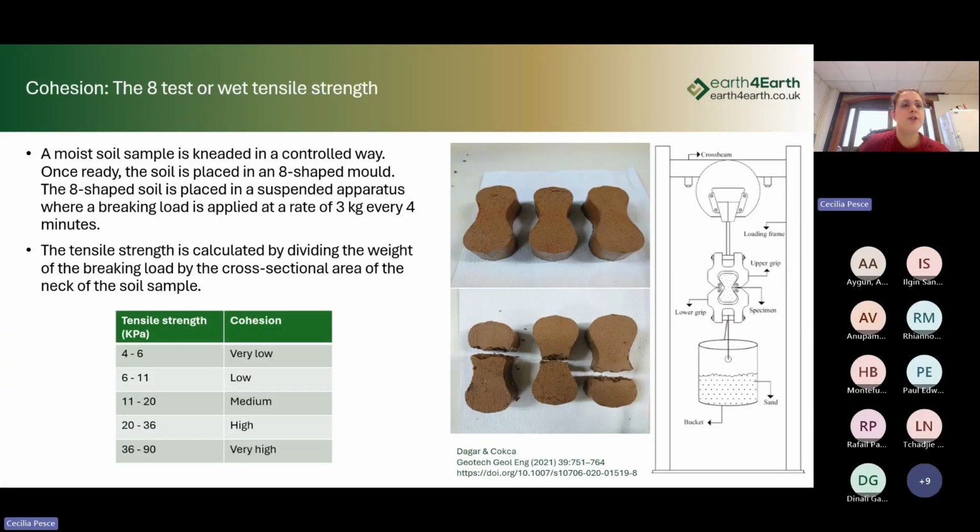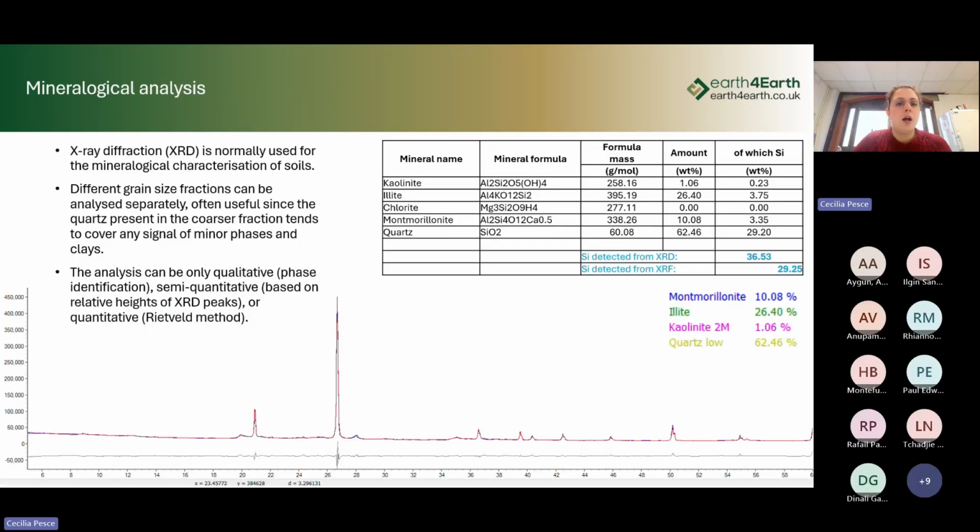So this is the cohesion test. It's basically a wet tensile strength test, and this is also to understand how cohesive the soil is. And then we can do more advanced analysis on the soil prior to application. Mostly it's XRD and XRF analysis to identify the elemental composition and then what clay minerals are contained in a soil.